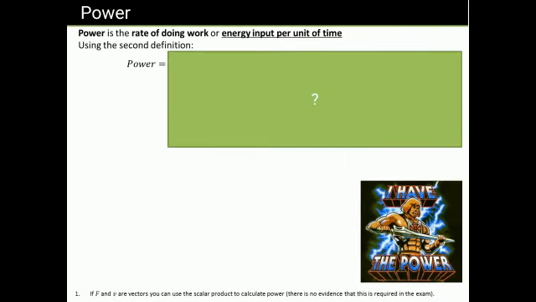Next, power. Power is the rate of doing work, or energy input per unit time. If you take a particle, the work done is calculated as a rate, or energy input per unit time. The work done by the given energy per unit time is called power.